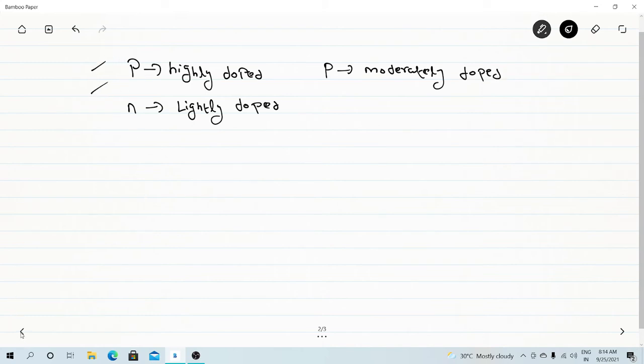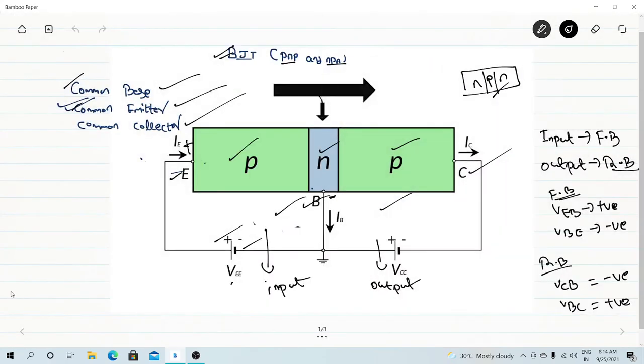Okay, I will go to the block diagram again. So you can see the block diagram as usual. This side is highly doped, this side is lightly doped, and this side is moderately doped. And this is a common base configuration, because base is common to both input and output. You can see in input we are having emitter base, and in output we are having base collector. So base is common to both input and output.